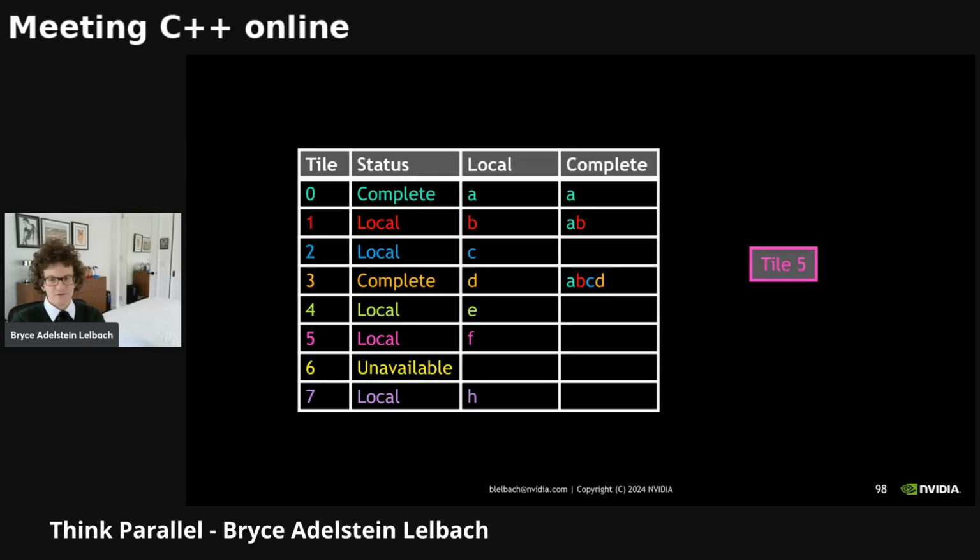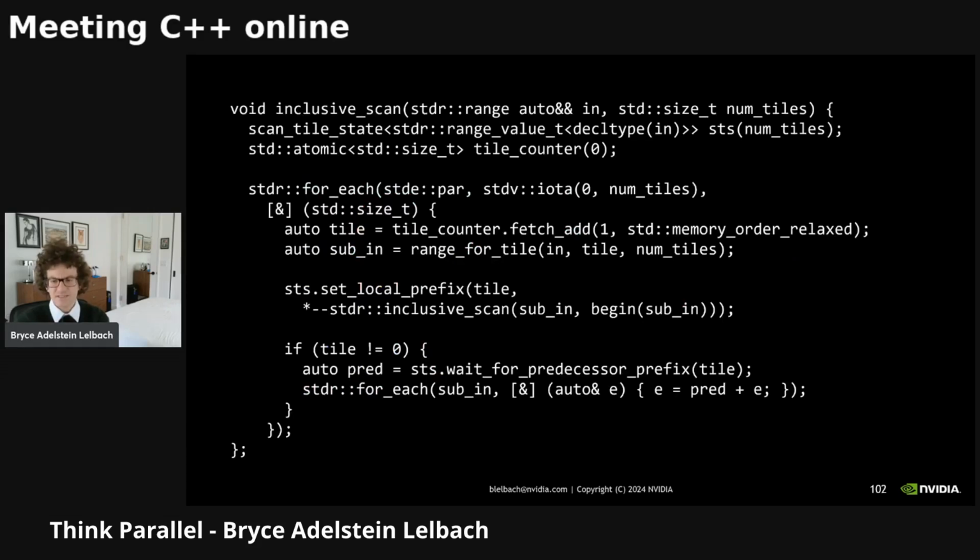Next, let's do tile 5. We start at tile 4, whose state is local. We sum its local prefix into our predecessor prefix. Then we look at tile 3, whose state is complete. So we sum its complete prefix into our predecessor prefix, and then we finish. We get to finish early here because we found a complete prefix. Finally, we calculate our complete prefix, and we store it to our descriptor and update our state to complete. And that's it for scan tile state.